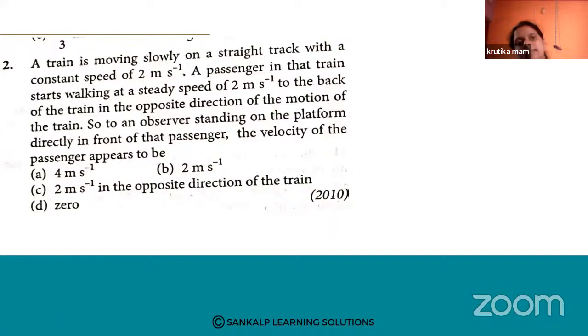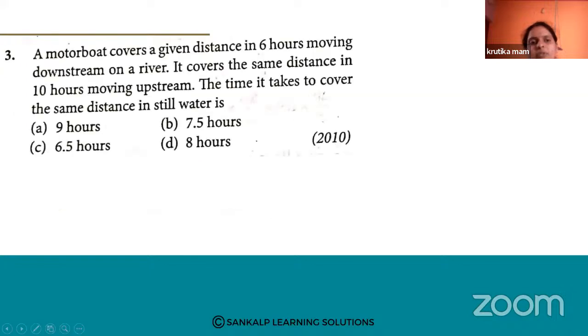Yes. It is based on the relative velocity concept, students. So how do you calculate relative velocity? That is velocity of A body minus velocity of the B body. So both the bodies have the same velocities, but in the opposite direction? So it comes to 0. Option D is the correct answer. Okay, go for the next question, the third question.